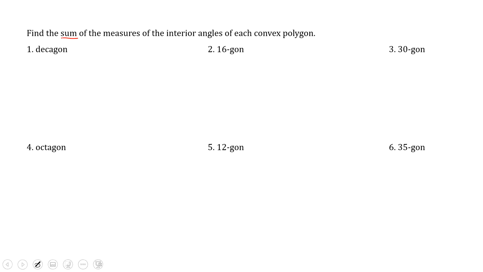Okay, so a decagon. If you're not quite sure what a decagon is, I hope you looked it up. That's a 10-sided figure. So 10 minus 2 times 180 is 8 times 180, which works out to 1440 degrees. So that's what a decagon's internal angles add up to.